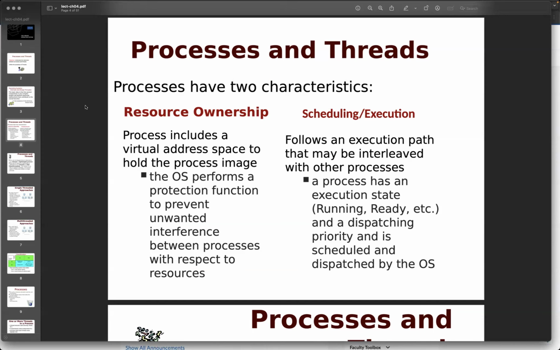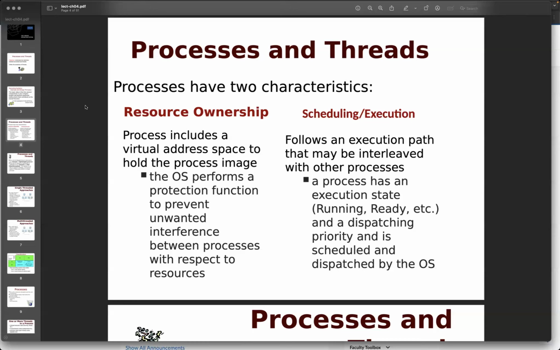That's what we did when we did some exercises, discussing, for example, that we have limited resources and how different processes are allowed to access them. Then we have a waiting or sleeping function to get a chance. As a follow-up, we need to know how scheduling and execution work. We follow an execution path that may be interleaved with other processes.